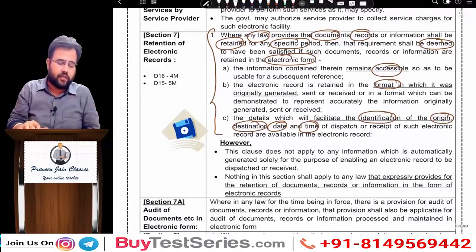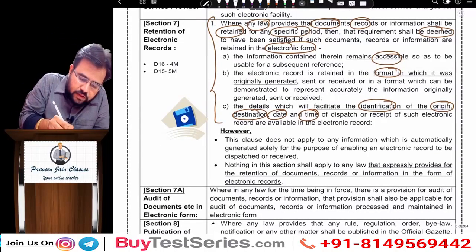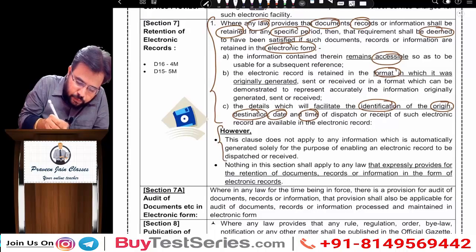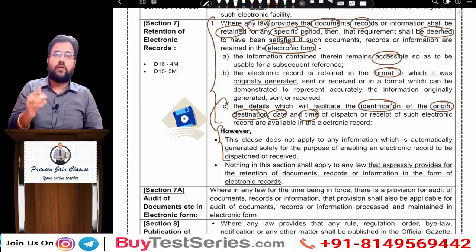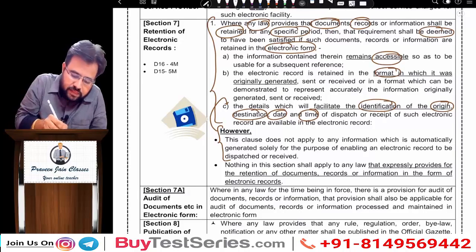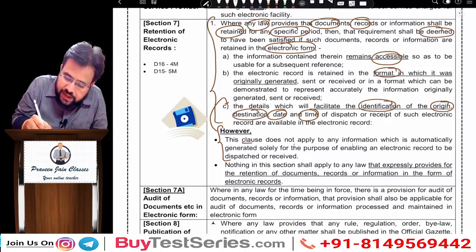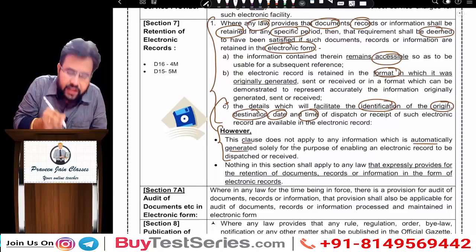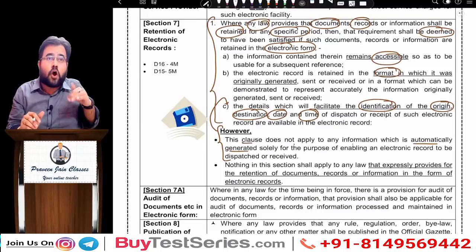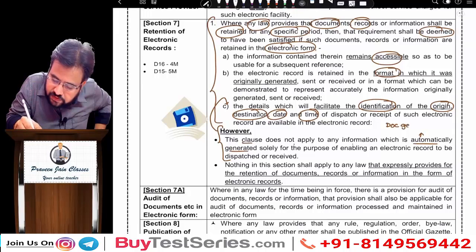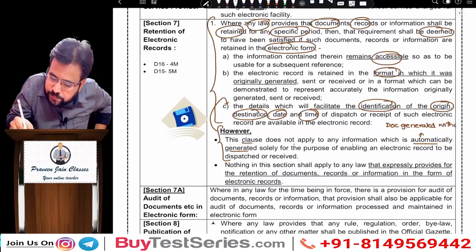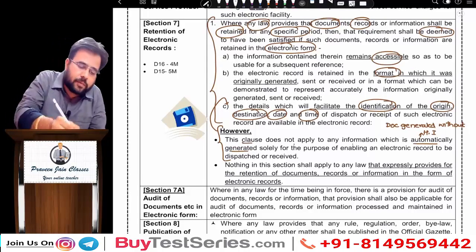Okay, now however, sir, this proviso is only for clause number C. What is that proviso, sir? This clause does not apply to any information which is automatically generated. That means auto-generated documents, generated without human intervention. So for that, this clause is not applicable.